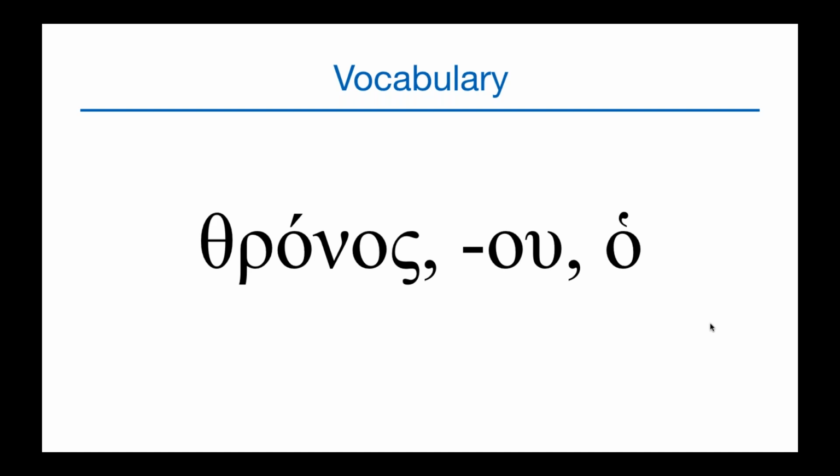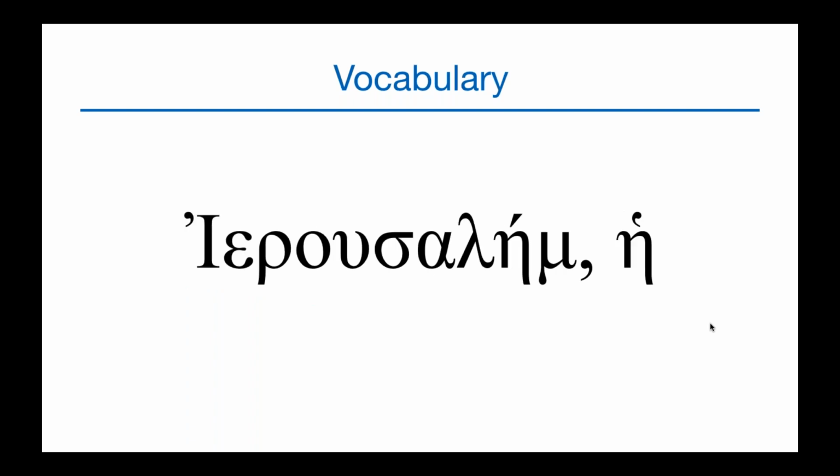Thronos. Thronos, as you can kind of figure, it's a throne. There's a few places where it can mean chair, but usually this is the word that's used for throne. Jerusalem. Jerusalem means Jerusalem.